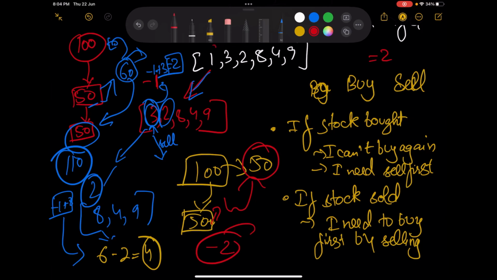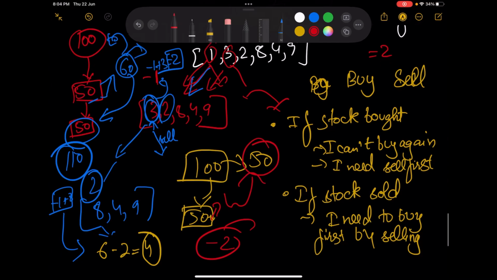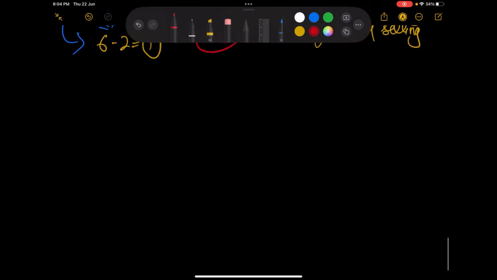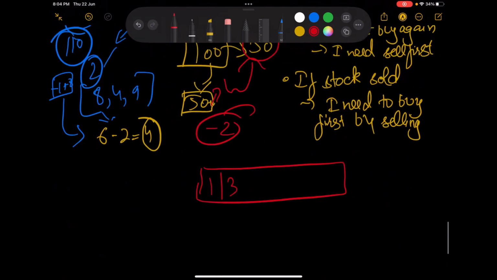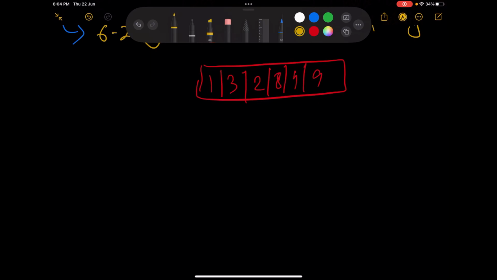So for this I can buy or sell based on this condition, and this way we can go on. So for each index I have certain choices. So what we can do, we can think of a recursive solution. So I have something like this: 1 3 2. Okay, so for each index I have certain choices.